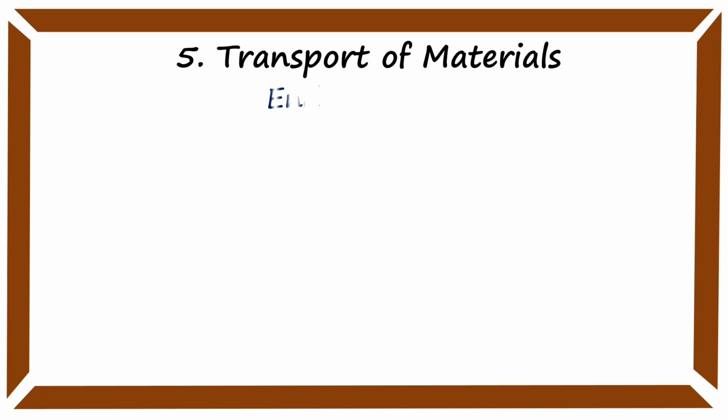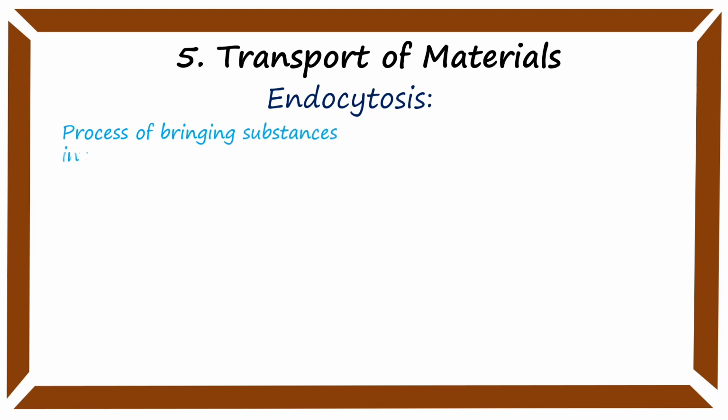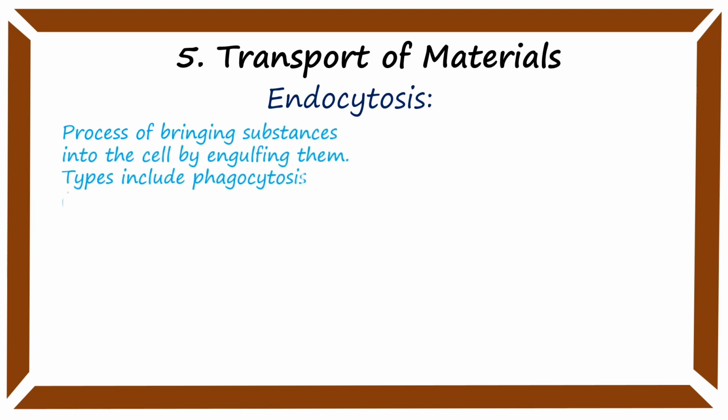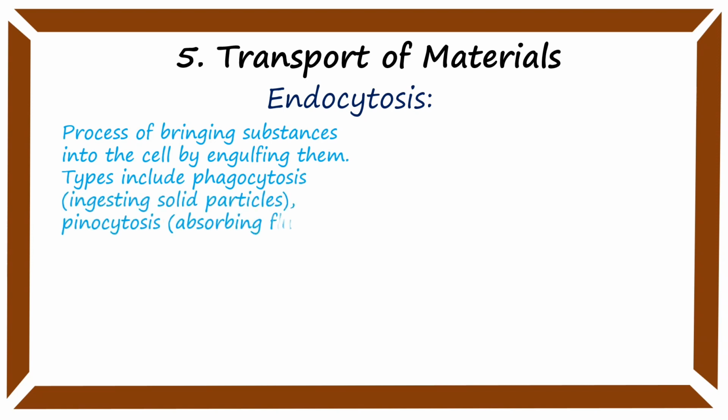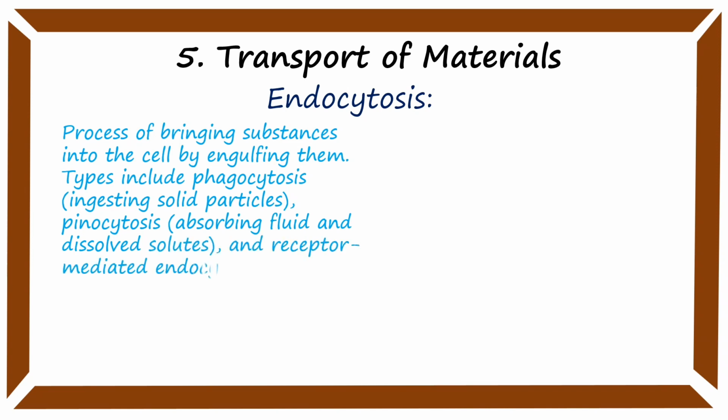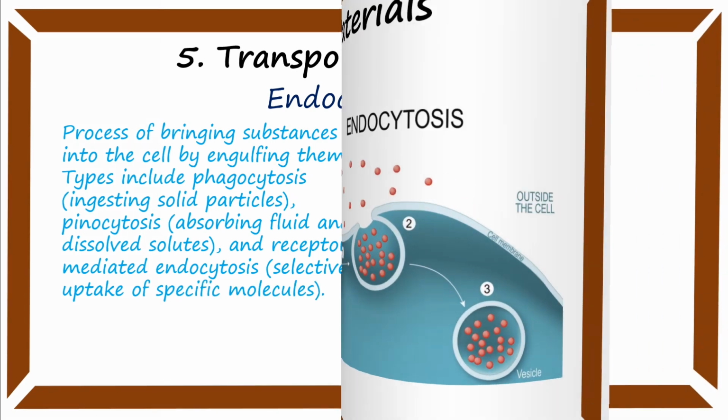Number 5. Transport of materials. Endocytosis. Process of bringing substances into the cell by engulfing them. Types include phagocytosis, ingesting solid particles, pinocytosis, absorbing fluid and dissolved solutes, and receptor-mediated endocytosis, the selective uptake of specific molecules.